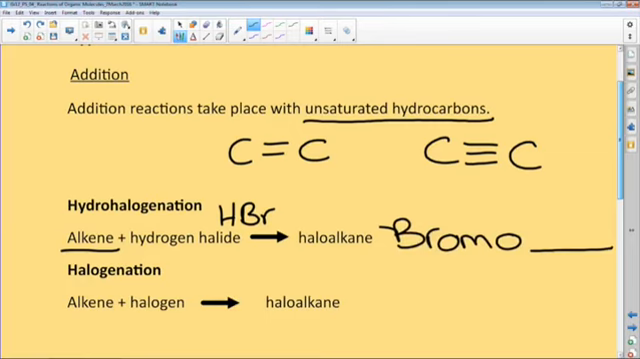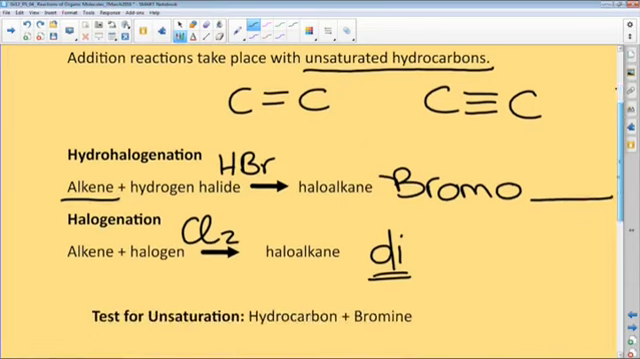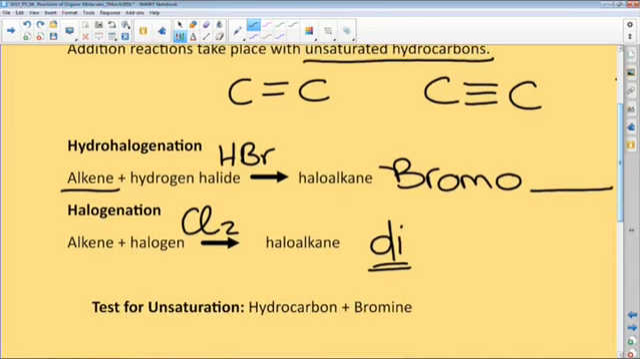The next one is halogenation. Now, halogenation is quite important because with halogenation, we just add in a halogen. That could be something like chlorine. What's really important here is that we end up with a dihalogen in the name, because both chlorine atoms will come onto my haloalkane. So they'll both go on. Because we've got space, they're both gone.